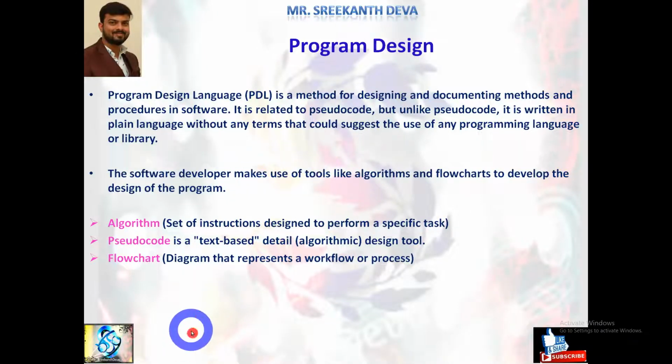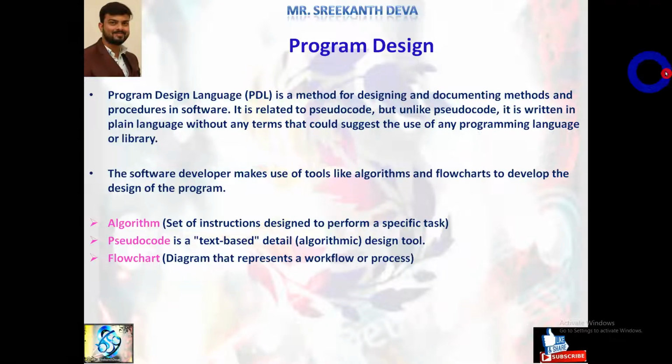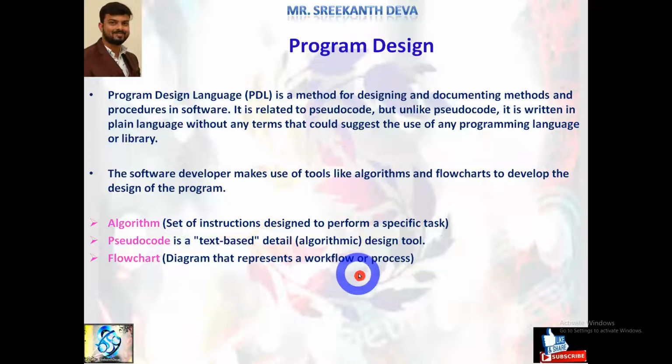In programming, we provide the solution in the form of designs called algorithm, pseudocode, and flowchart. What is an algorithm? A set of instructions designed to perform a specific task. Pseudocode is a text-based detailed algorithmic design tool. A flowchart is a diagram that represents a workflow or process, a pictorial or diagrammatical representation of the solution of the given problem. In this way we can design the solution of the given problem in the form of program designs like algorithm, pseudocode, and flowchart.